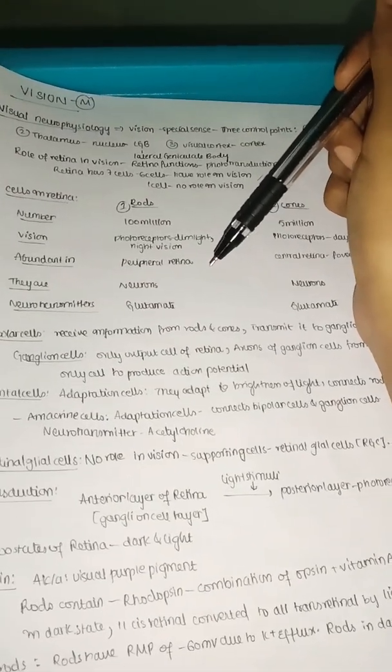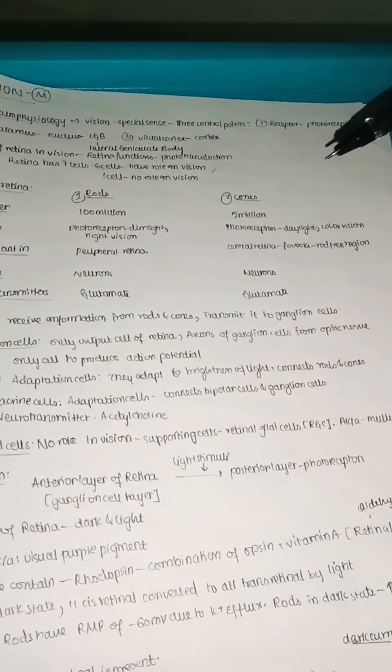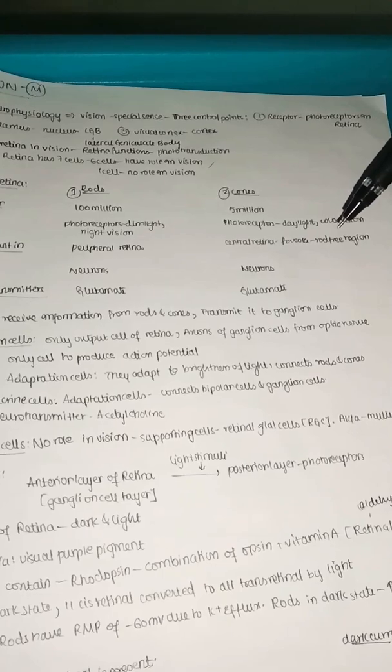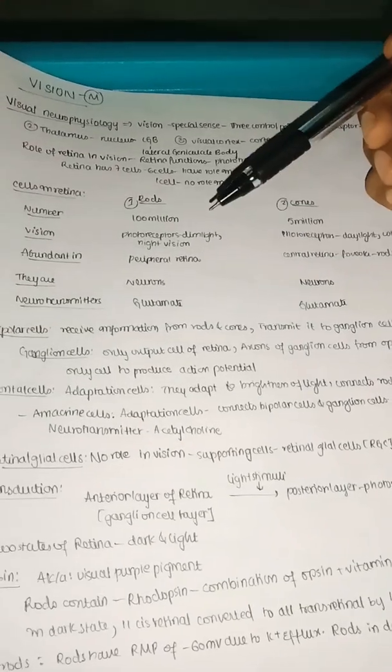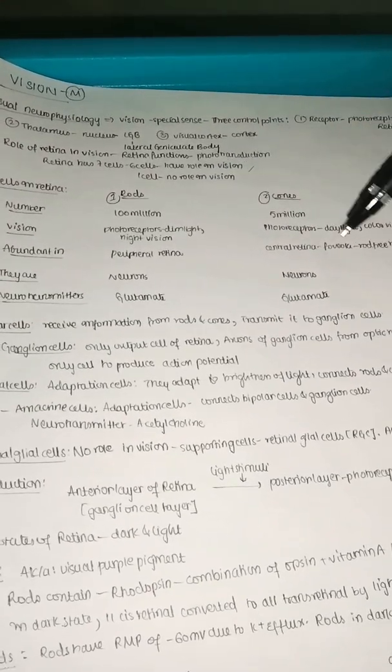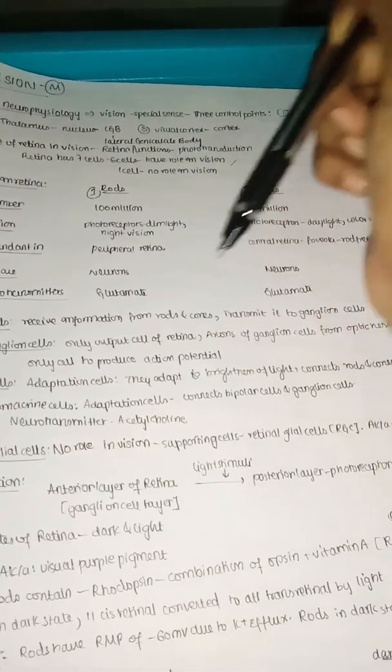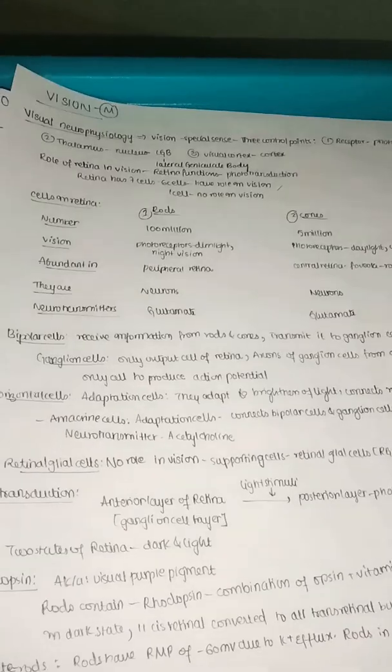And the rods are evident in the peripheral retina, whereas the cones are mainly present in the central retina, that is the foveola, which is a rod-free region. Next, the rods are mainly neurons, and even the cones are neurons. The rods' neurotransmitter is mainly glutamate, and even for the cones, the neurotransmitter is glutamate.